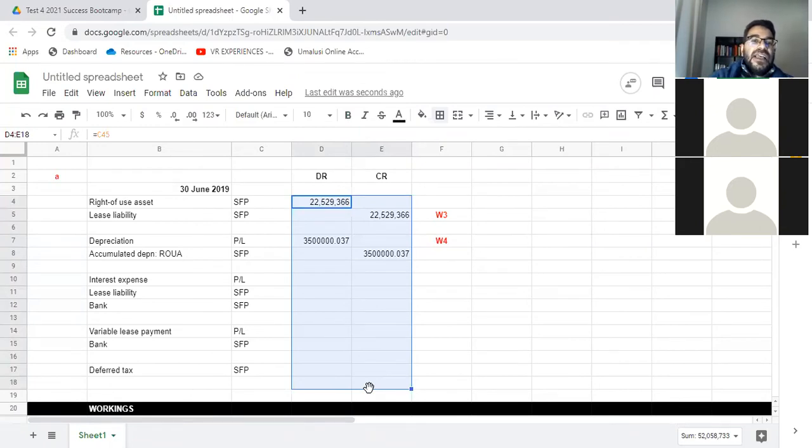Option two is you must use the shorter period of the lease term and the useful life. So in this case, the shorter period is the lease term, because the useful life is 23 years, the lease term is 12 years. So what is shorter? The lease term of 12 years. So we use that as our useful life for depreciation purposes.